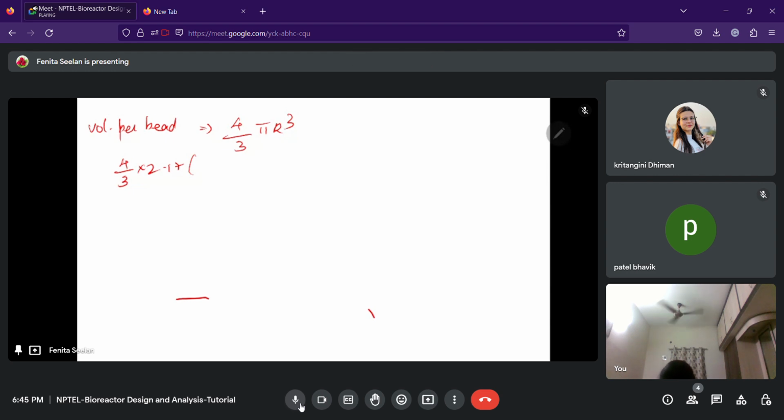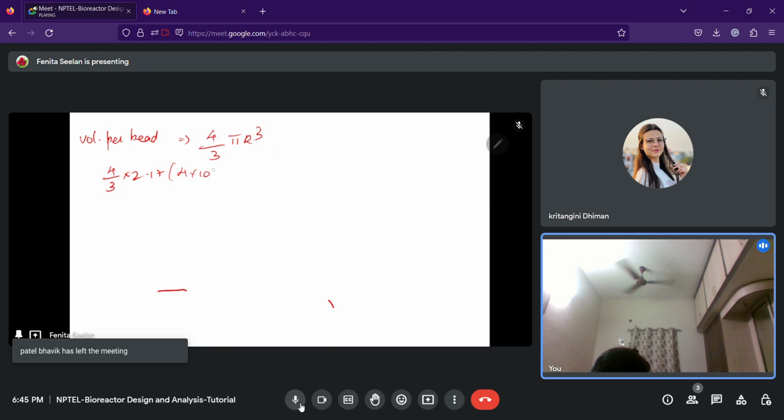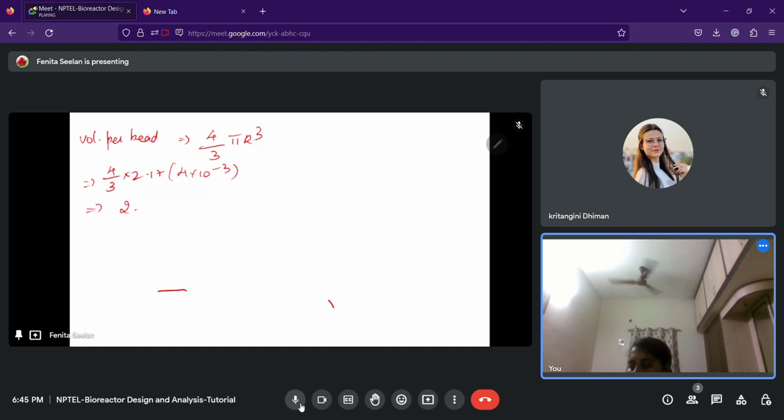So 2.17 into your r value, which is 4 into 10 power minus 3. If you solve the values, it would be what? 2 point something, right? 2.68 into 10 power minus 7 meter cube. This is the volume of one bead.